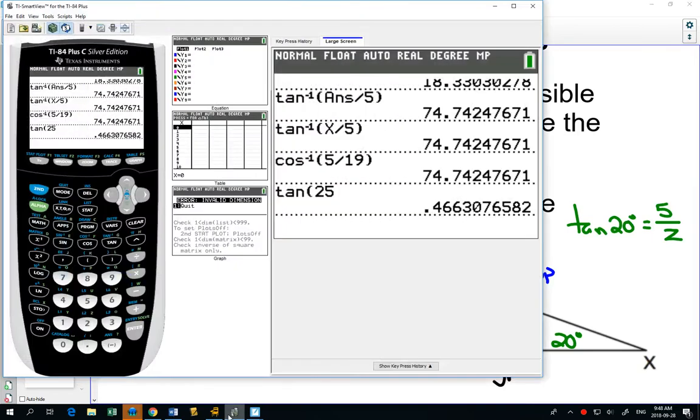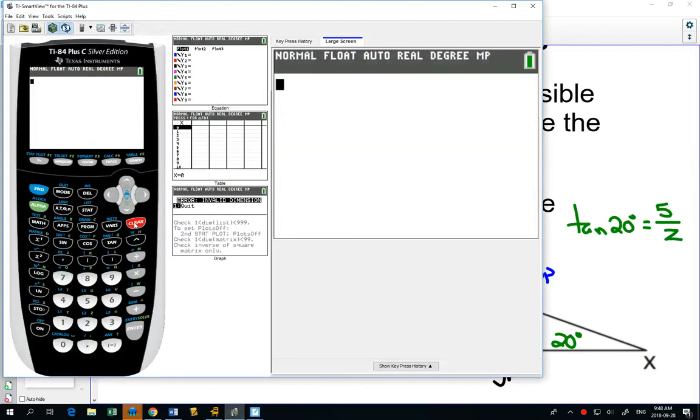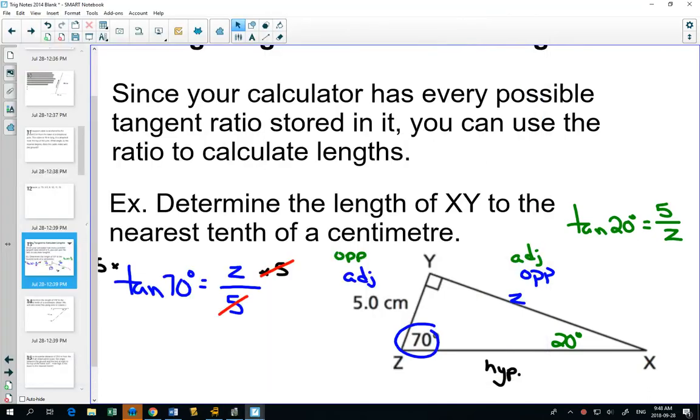So I go to my calculator, and I can write in 5 times tan of 70, just like it shows up. And since your calculator has the ratio memorized, it says that z has to be 13.73. To the nearest tenth, 13.7 centimeters.